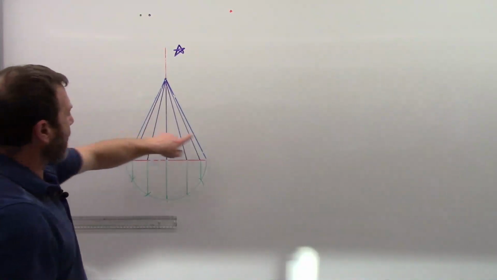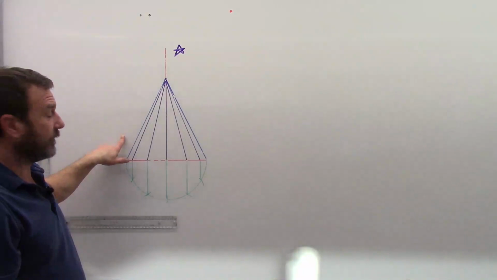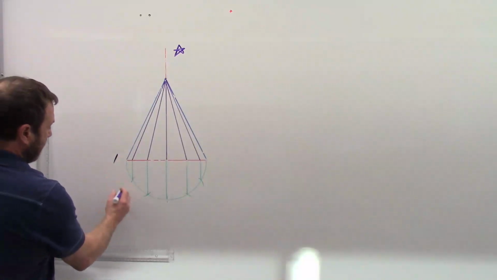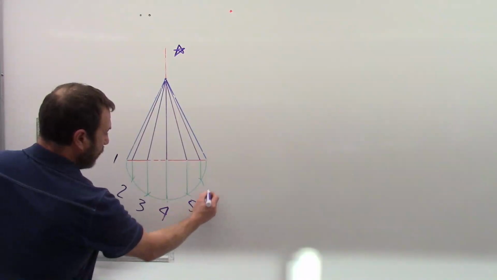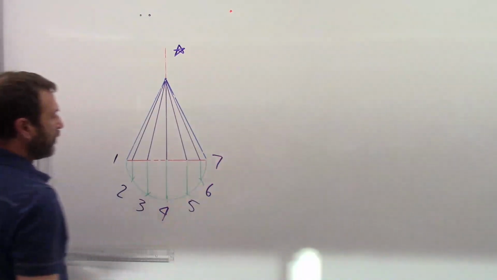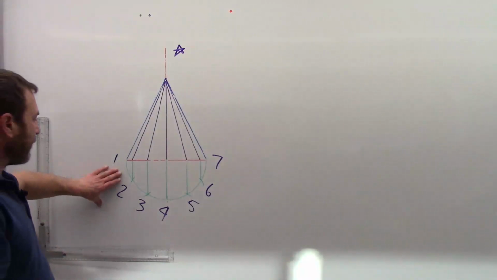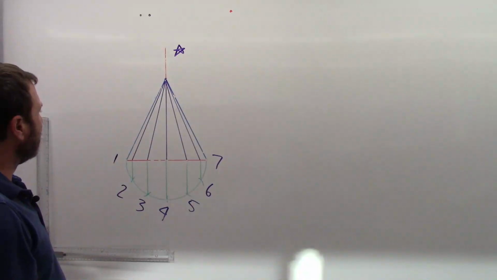But the two outsides are always true lengths in any elevation view of a cone. So the blue lines here are true length. Now I'll jot some numbers on here just to work on that process. So it's always a good idea to label. And remember, everything round, we're going to use numbers. If it's square or rectangular, we'll use letters.